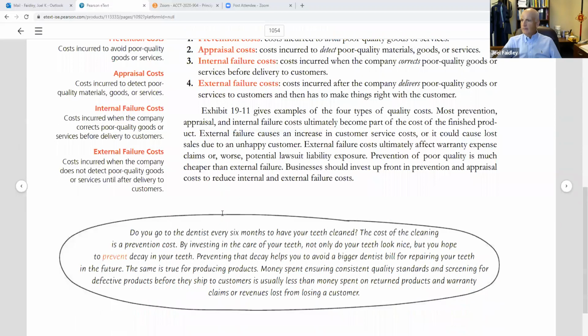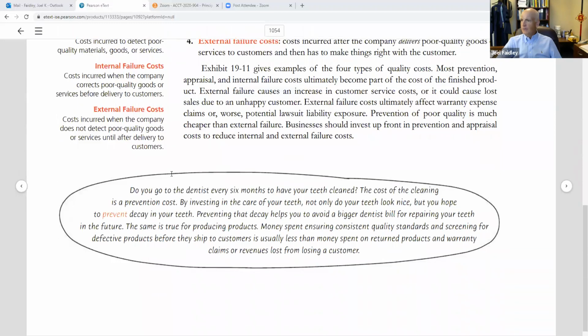The next page, let's look at what some of the examples are. You can see there at the bottom talking about having your teeth cleaned. That's prevention, right? To prevent decay. All right, the next page.